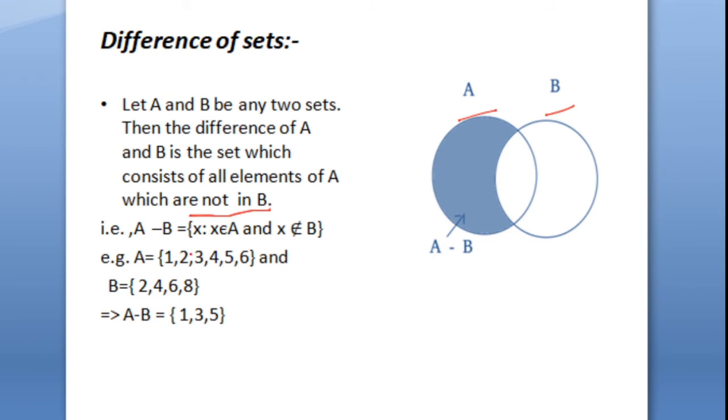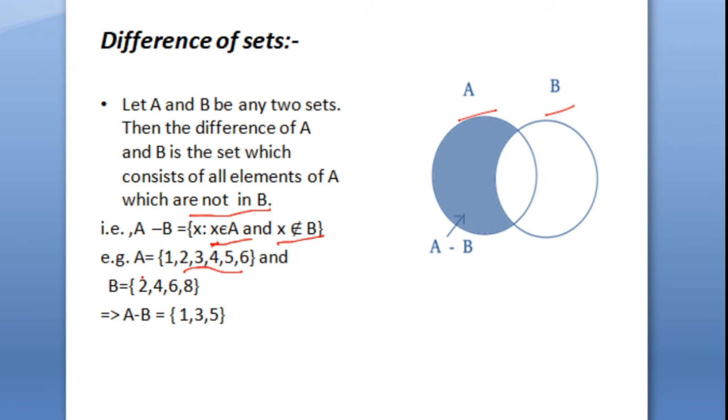Next, if we write A minus B in set builder form, we can write it this way: A minus B is equal to x such that x belongs to A and x does not belong to B. Here I have taken one example. A has the elements 1, 2, 3, 4, 5, 6, and the elements of B are 2, 4, 6, 8. Now we need to calculate A minus B.